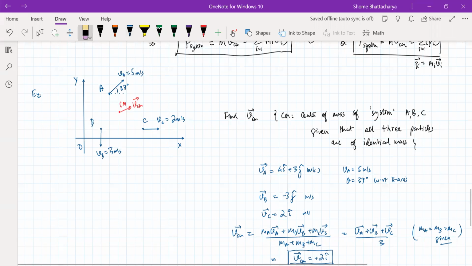So now we can make a correction in the diagram and show the direction of the velocity vector of the center of mass. It is going to be along the positive x-axis. It is going to have a magnitude of 2 meters per second.